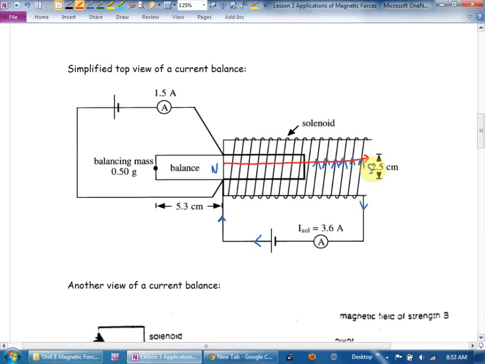Now, this little rectangle here is a little teeter-totter. But half of the teeter-totter has a piece of wire on it, like that. And what's going to happen is we're going to send current through that wire, going this way, going this way, going this way, going this way, going this way. That's coming from this battery here, or plug.